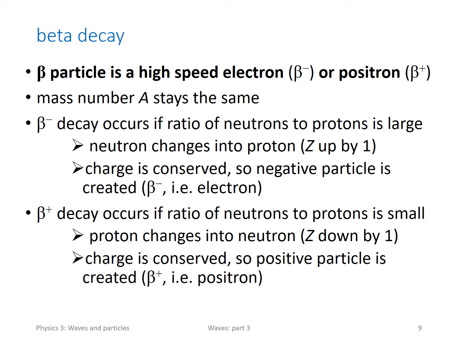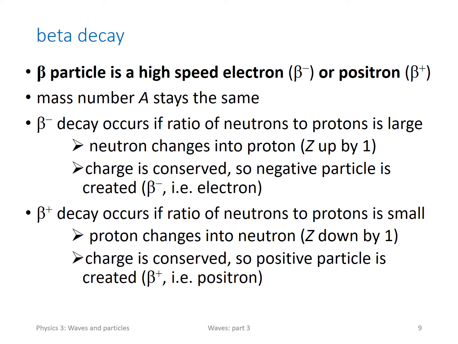Beta decay occurs through the emission of a beta particle. There are two types of beta particle. There's the beta minus, which is simply a high-speed electron, or the beta plus, which is a positron. In beta decay, the mass number, the total number of nucleons, is unchanged. So A stays the same.